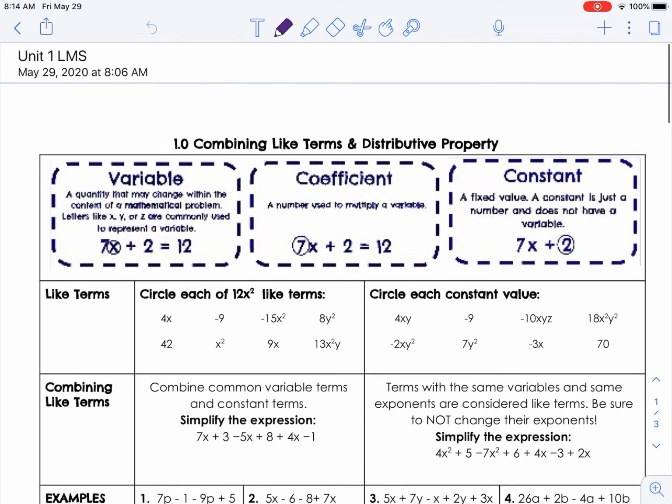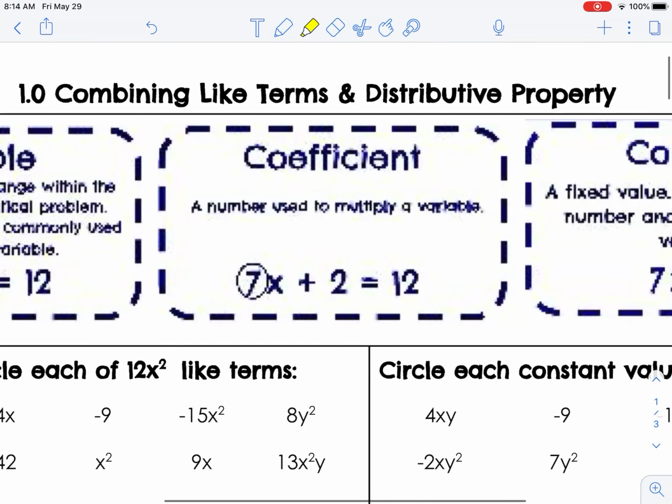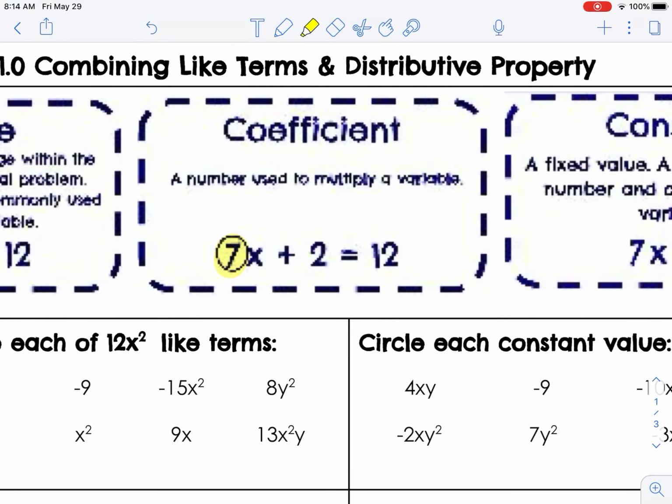So the first thing we're going to need to know is a variable. So this is something that can change, and it's usually represented with a letter. So that would be like X or Y or Z or N, any letter that shows that we're changing by a certain value. The next term we need to know is the coefficient. So that's going to be the number beside the letter. So that means X is being multiplied by 7. So the coefficient of X would be 7 for that example.